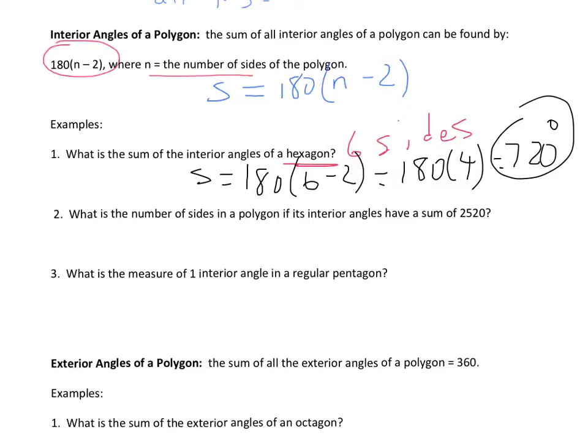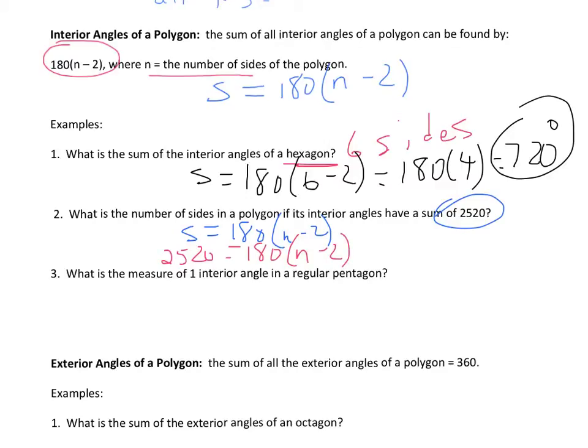Number 2, what is the number of sides in a polygon if its interior angles have a sum of 2520? Now they're giving us the sum and they want to find n, the number of sides. So think of putting in 2520 for S. So here's our formula. S equals 180 times n minus 2. And we're going to put 2520 over here for S. So we're going to go 2520 equals 180 times n minus 2.